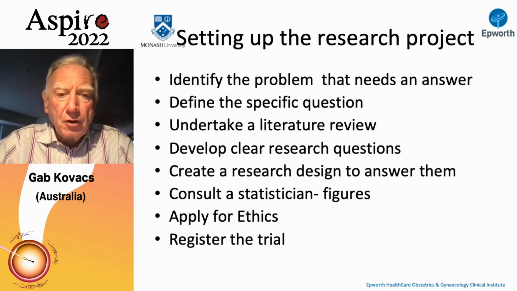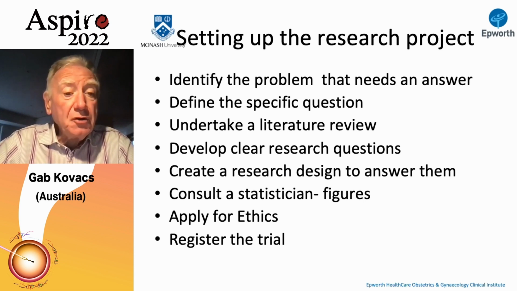The first part of the project is to identify what is the problem that needs to be answered. We then have to define some specific questions which we wish to answer with the research. And then, of course, we need to know what has been undertaken before. So we need to perform a literature review. Fortunately, it's easy to do this with something like PubMed, where one can put in the topic and see what other colleagues have published in the area.